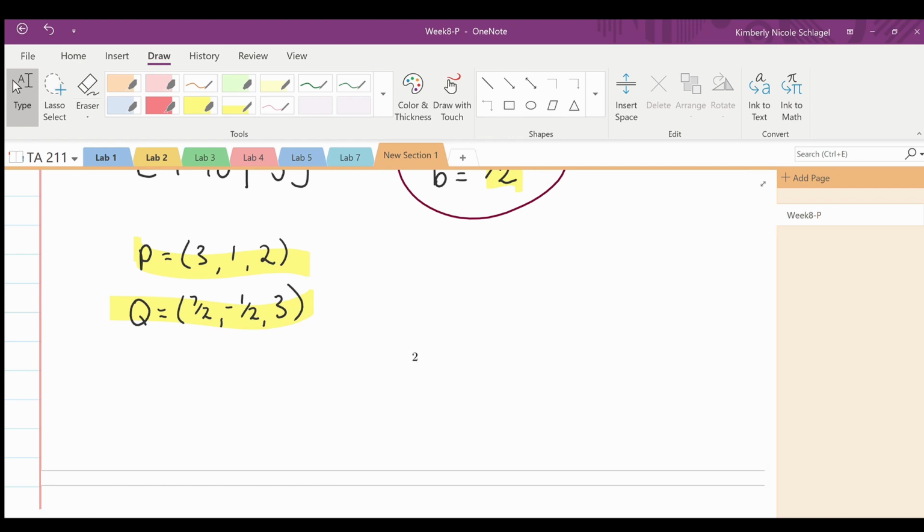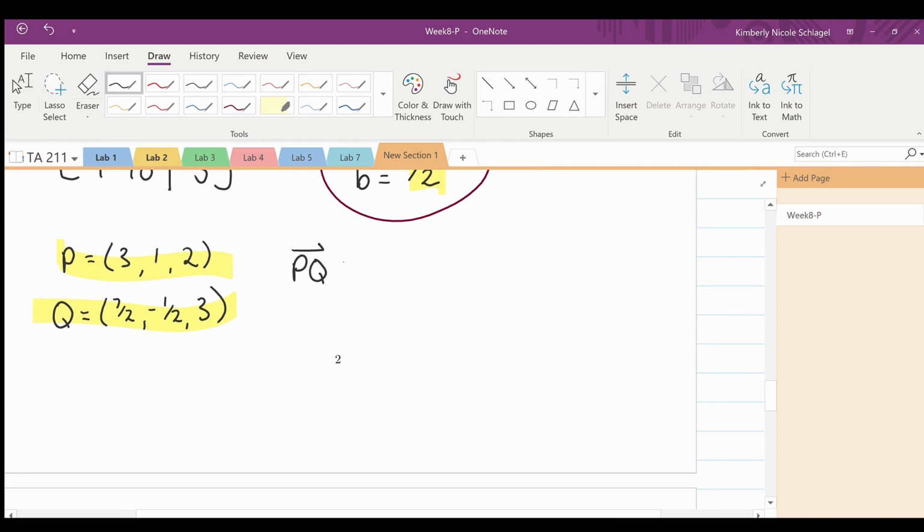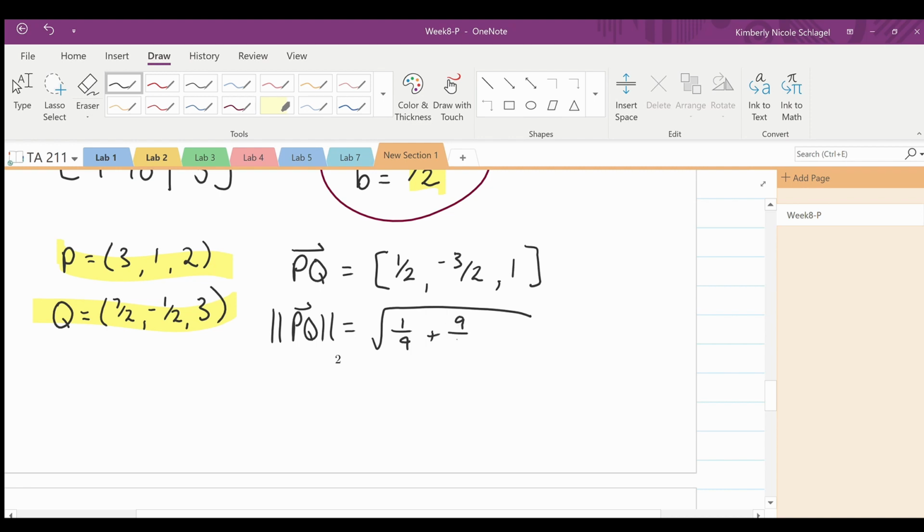Now let's think about what I actually wanted to have. Well, I wanted PQ originally, right? So all I have to do is subtract P from Q, and I end up getting a vector that's of this form. Now, because I want the shortest distance, I need the length of PQ. And so the length of PQ, it ends up being like this, which ends up as root 14 over 2. And so this here is my distance.